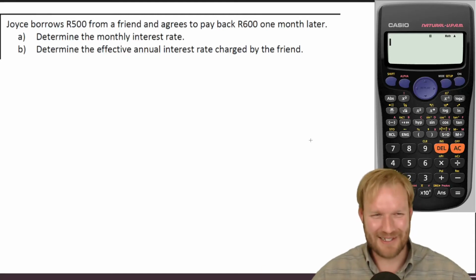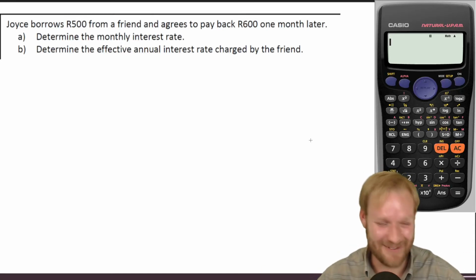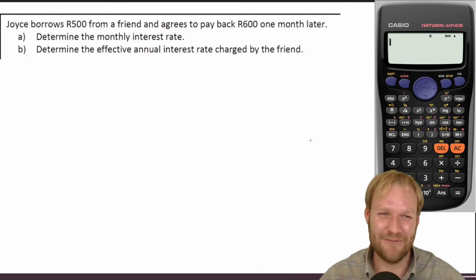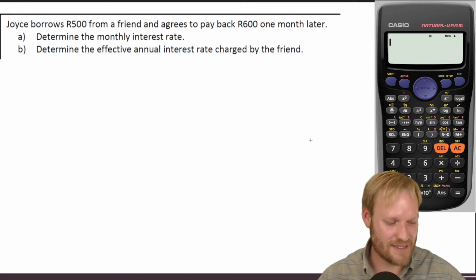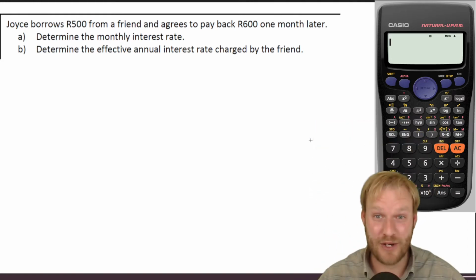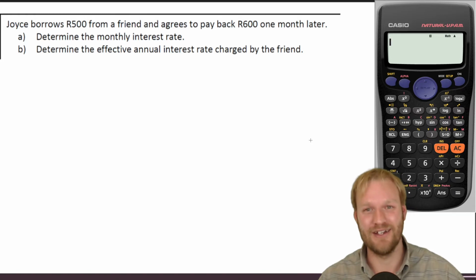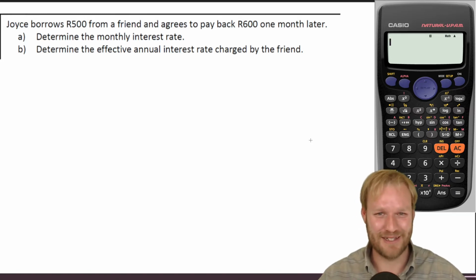Okay, what's happening in our next story sum? There's always some sort of story. Let's see what the story is this time. Joyce borrows 500 Rand from a friend and agrees to pay back 600 Rand 1 month later. That's crazy. Okay, so determine the monthly interest rate.